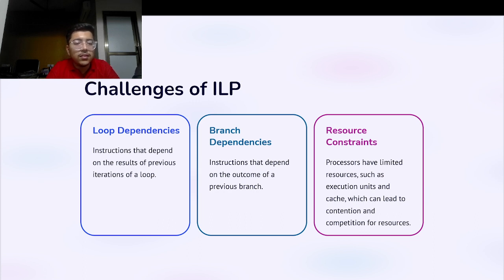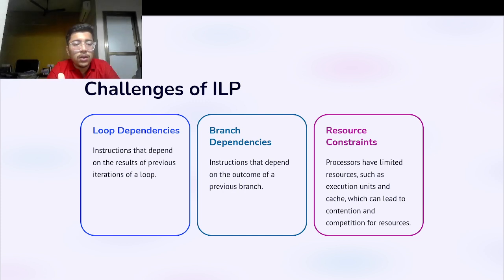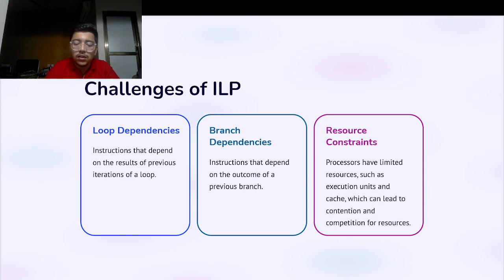First one is loop dependencies: instructions that depend on the results of previous iterations of a loop. Let us say our instruction is executing in a loop. There will be a loop dependency in which how the next instruction can be executed will totally depend on the previous instruction in the previous iteration of the loop. Branch dependency: instructions that depend on the outcome of a previous branch. Resource constraints: processors have limited resources such as execution units and cache, which can lead to contention and competition for resources.